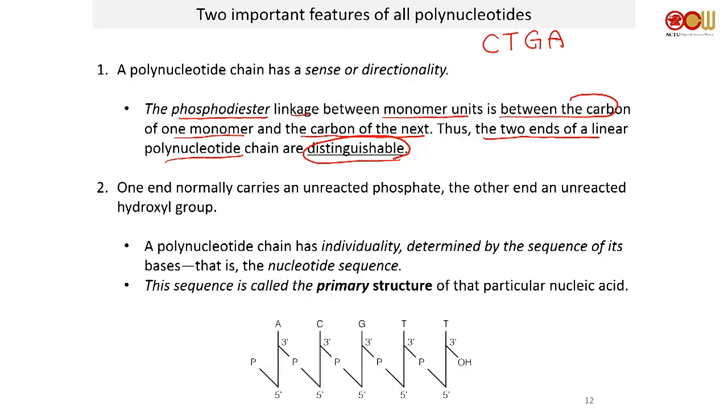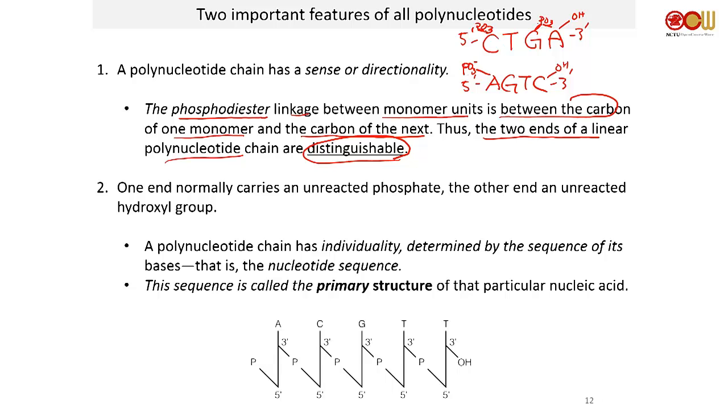This is very different from AGTC, because this end is 5' and this end is 3'. So this guy has a phosphate, and this guy has an OH. This guy has an OH. The A phosphate is attached to the G. Now C has the phosphate instead of the OH.